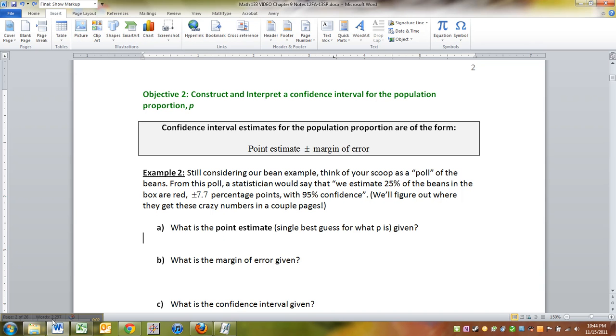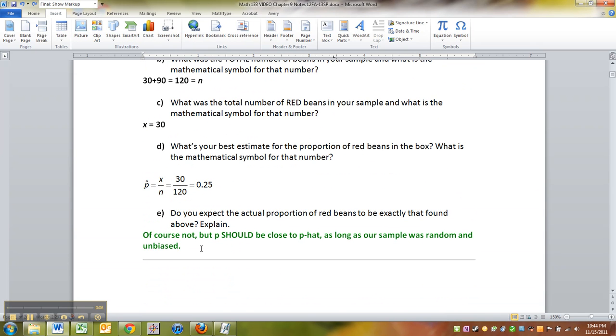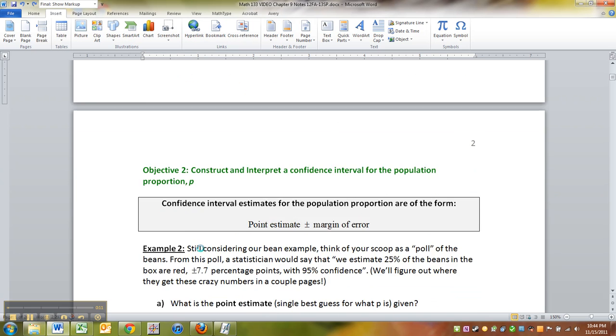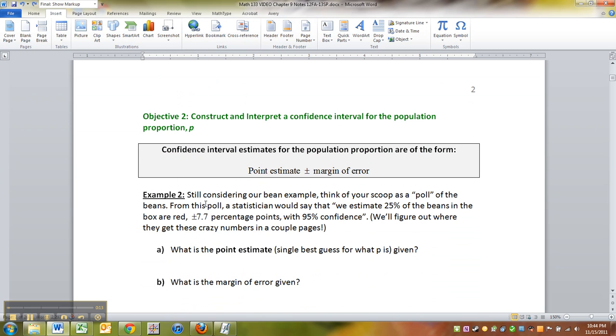All right, so the comment we made at the very end of the last video is kind of a big deal. We were saying that, of course, p hat's not exactly right, but it should be close. So that's what we're really doing for the rest of this chapter: how close is close. For example, we want to construct and interpret a confidence interval for the population proportion. What I'm about to teach you here really applies for the rest of the chapter. You have a point estimate and you add on and subtract away a margin of error, and it gives you kind of a range where you think it's going to fall.